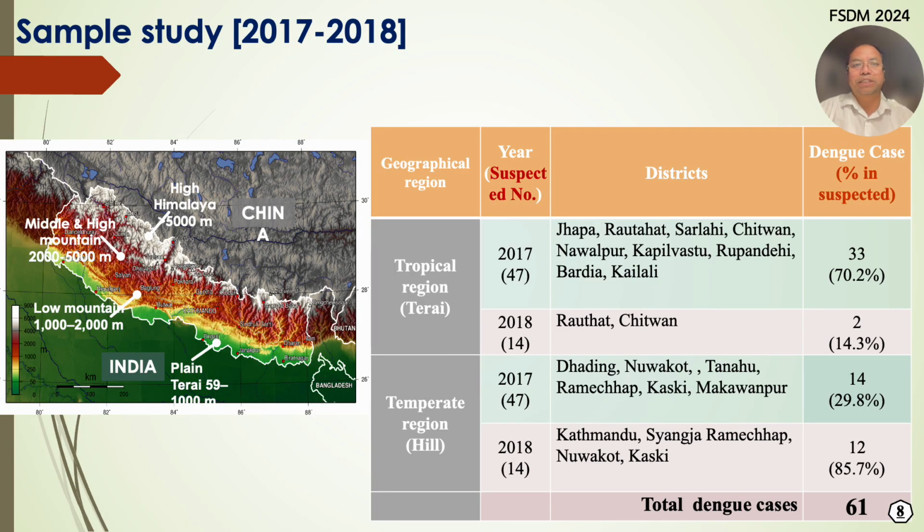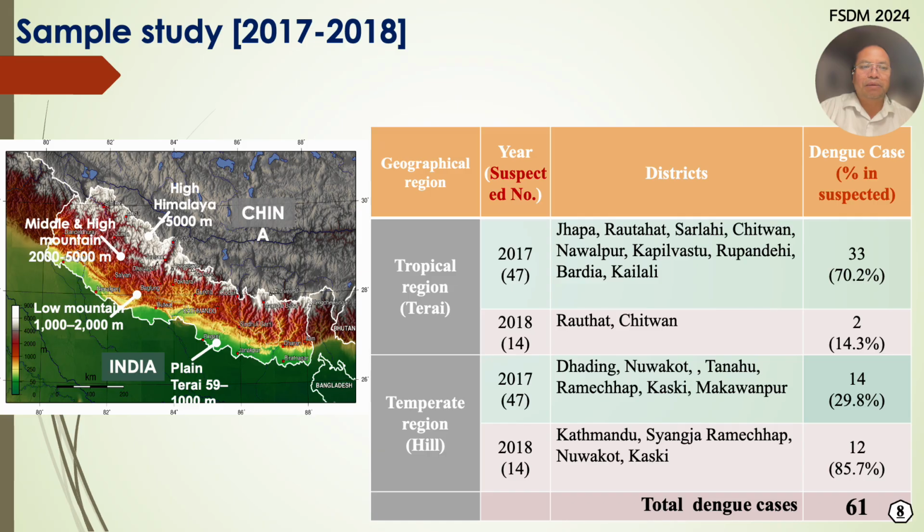Sample study 2017 and 2018. This sample study is between the two outbreaks, 2016 and 2019. We have samples from the tropical region: 33 samples in 2017 and 2 samples in 2018. For the temperate region, we have 14 and 12 samples. In total, we have 61 dengue samples.